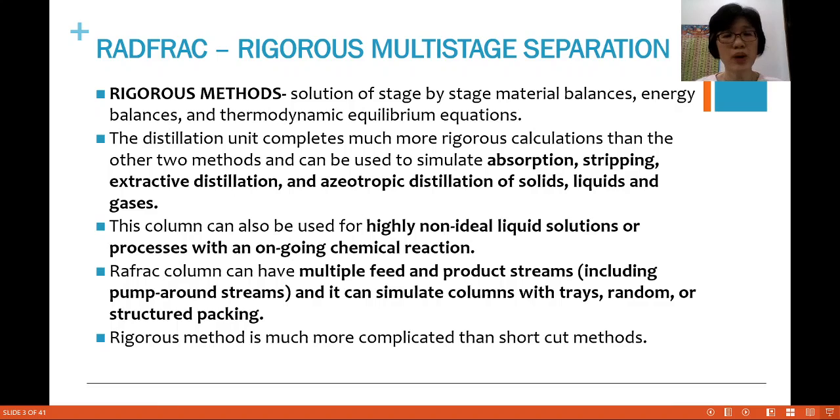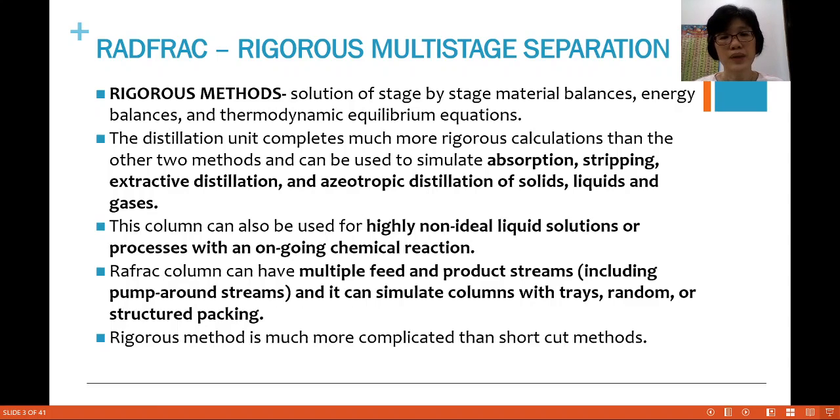And this model can be used for highly non-ideal liquid solution or processes with an ongoing chemical reaction, meaning if we are having the reaction and also distillation in a single unit, we call it reactive distillation. We can actually use RECFRAC to simulate such process.